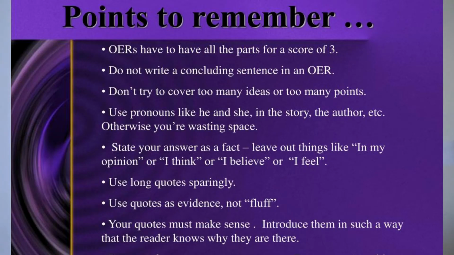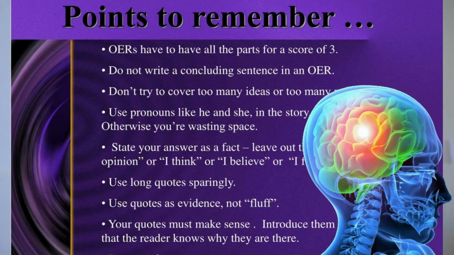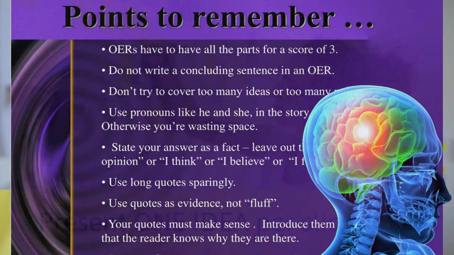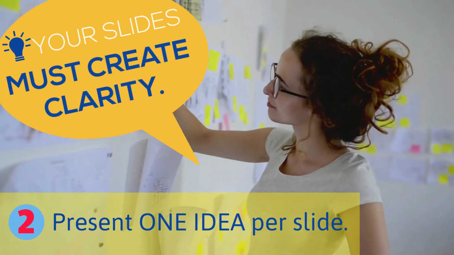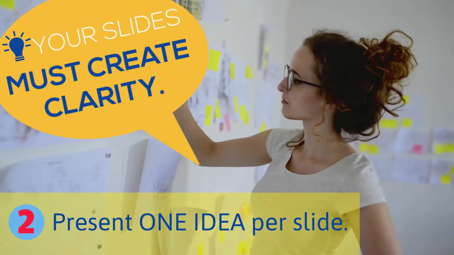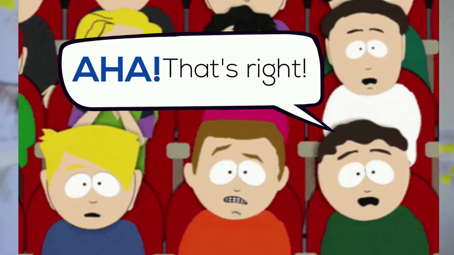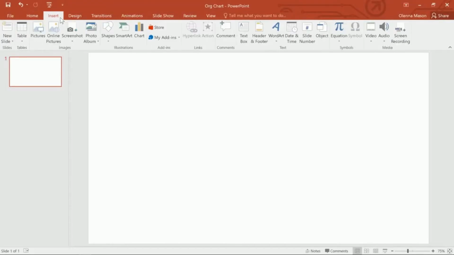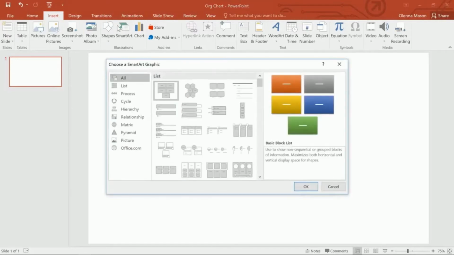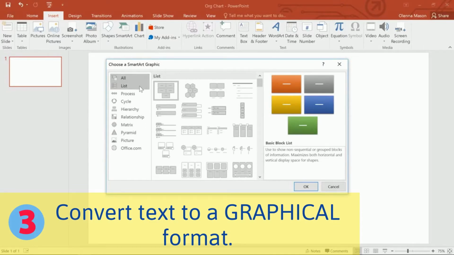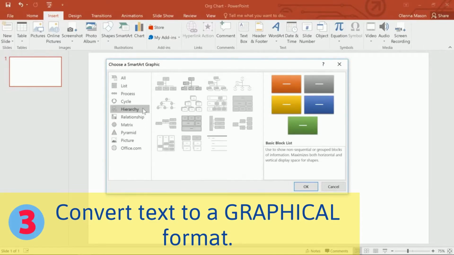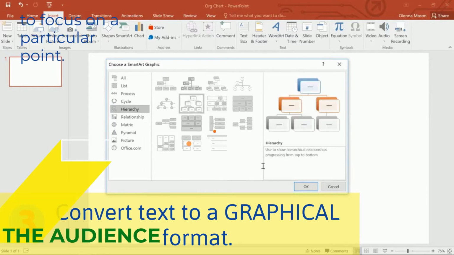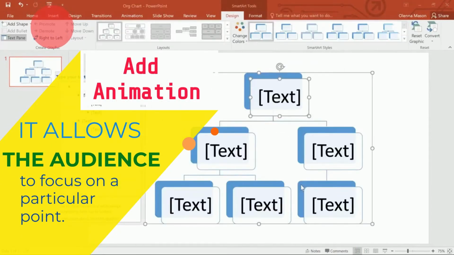Too many ideas in one slide impede the brain's ability to absorb information. Your slides are supposed to create clarity on your topic. The audience should look at your slides and have an aha moment. PowerPoint SmartArt provides several options for changing bulleted lists to a graphical display, which is more visually appealing. You can add an animation to the slide so you can allow your audience to focus on a particular point as you begin to discuss.